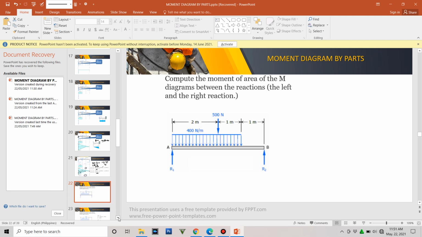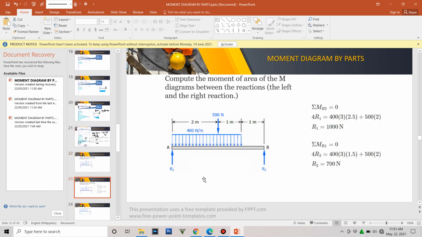So first things first again, reaction muna tayo. So huwag kayong magkakamali sa reaction. So you should have to check the reaction. So 400 times 3, ito may result yan, ano, 400 times 3, that is equal to 1,200. So dapat 1,200 plus 500 is equal to 1,700. Dapat yung total na pababa mo, at yung total na pataas mo is 1,700 also.